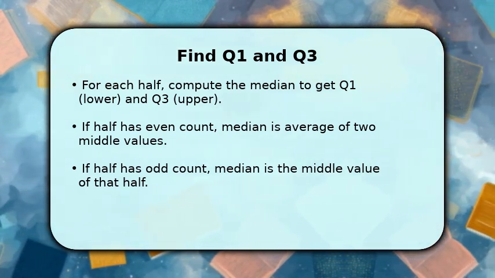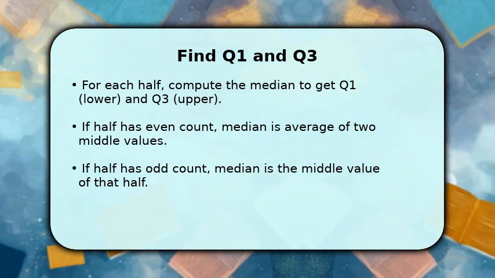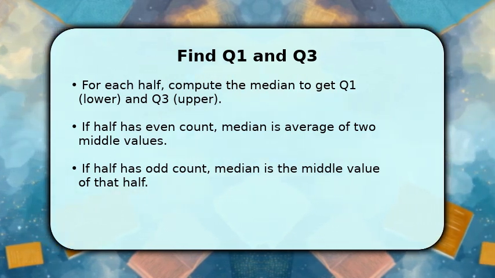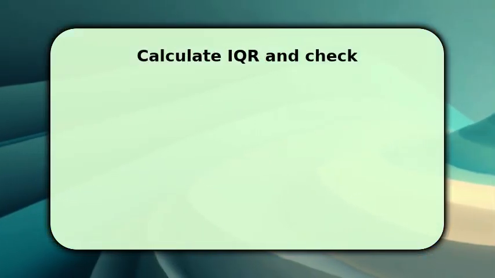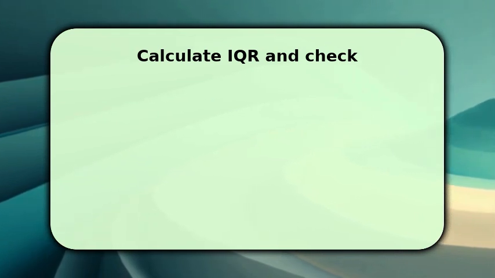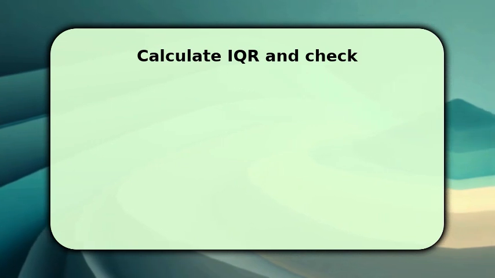Once you have both quartiles, record them precisely. Decimal accuracy matters for the IQR and any subsequent comparisons or plots. Finally, subtract Q1 from Q3 to get the interquartile range. IQR equals Q3 minus Q1. This value measures the spread of the middle 50%, so higher IQR means more central variability.